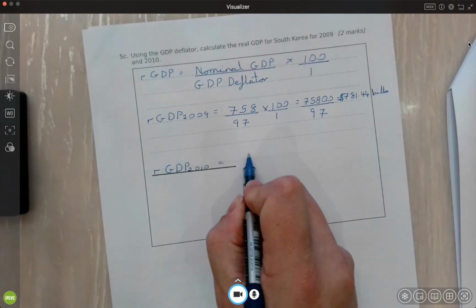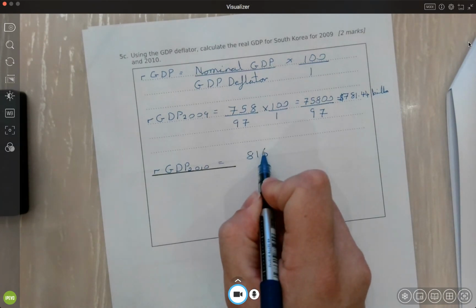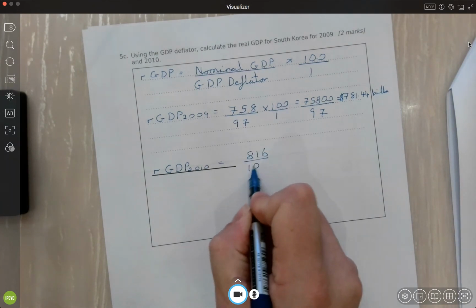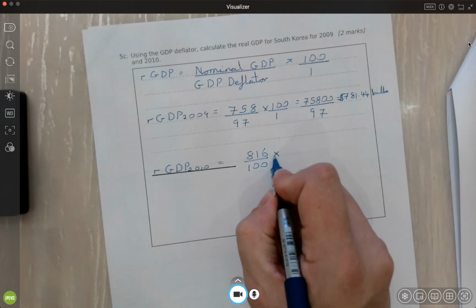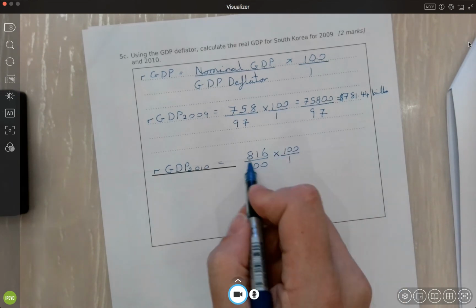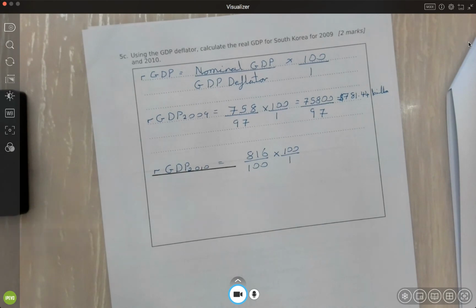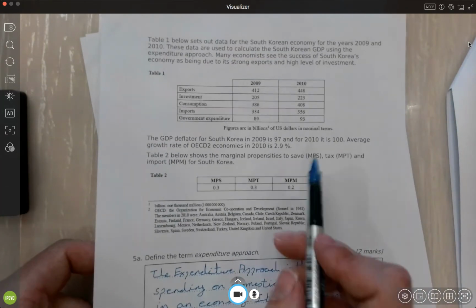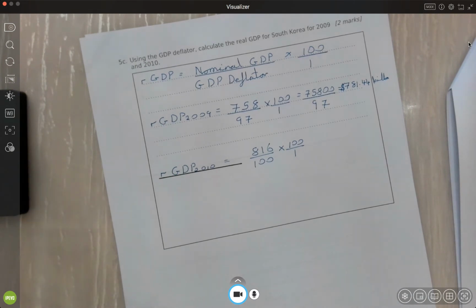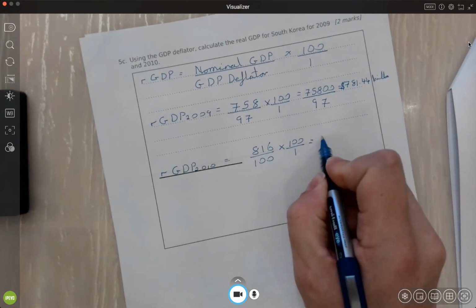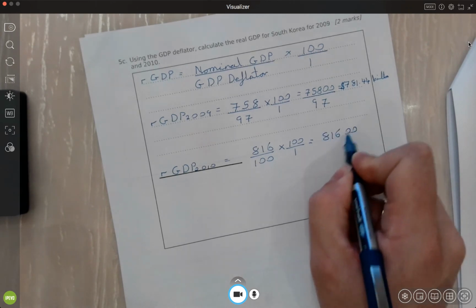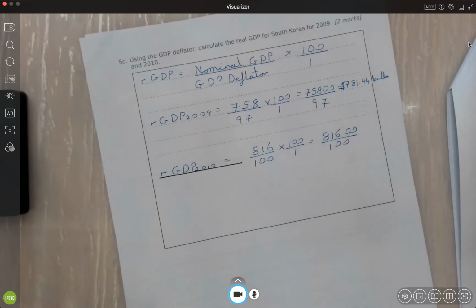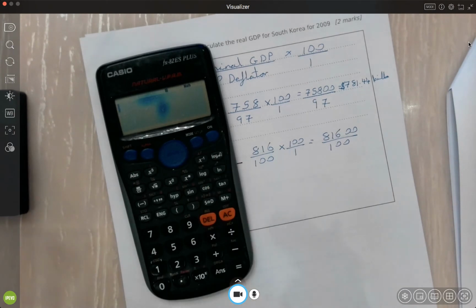Well, what we need to do is it's 816, it's nominal GDP, and I don't need to do this, but I just want you to see, multiplied by 100, over 1, and it's divided by 100. Where did I get the 100 from? I got it from here, because in 2010 it's 100. Again, you do not need to do this. I'm only showing you this so you can see that you don't, which equals 81600 over 100. Okay, and I'll even use the calculator, but you really don't need to do this.